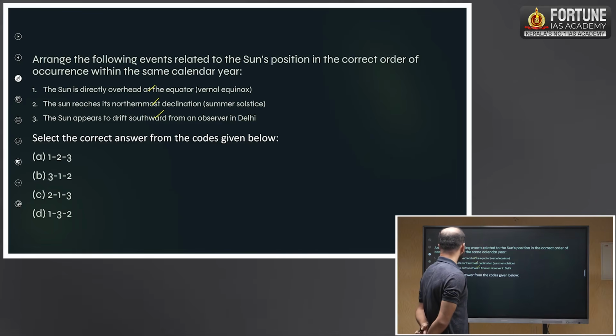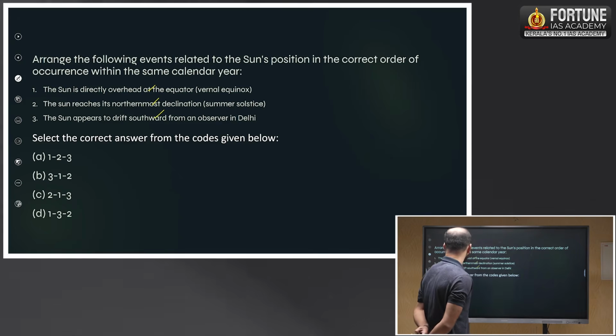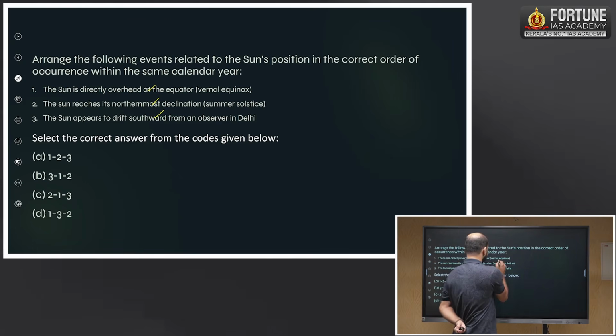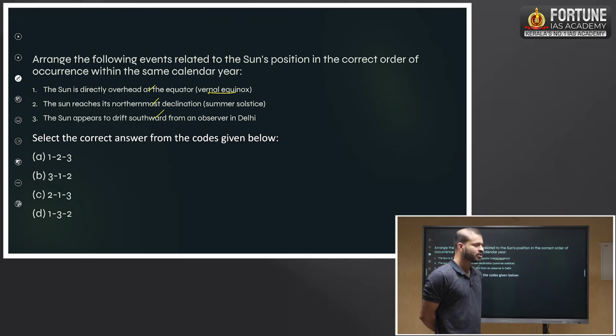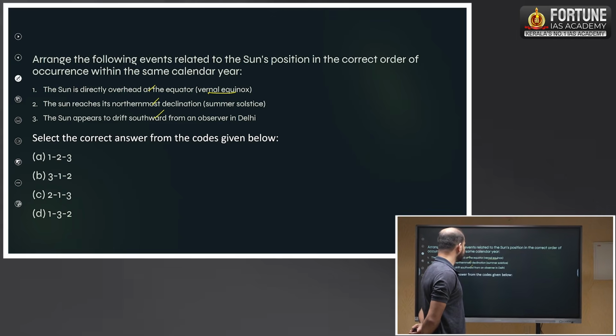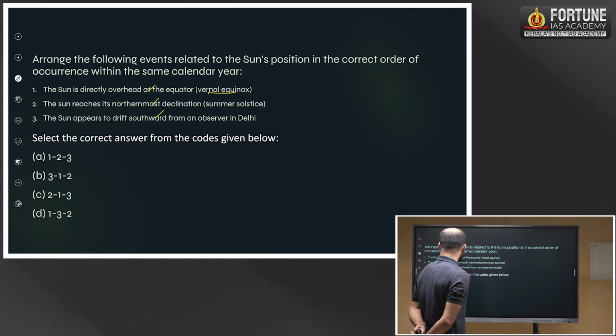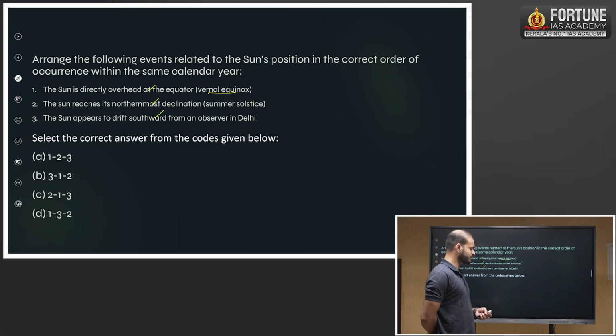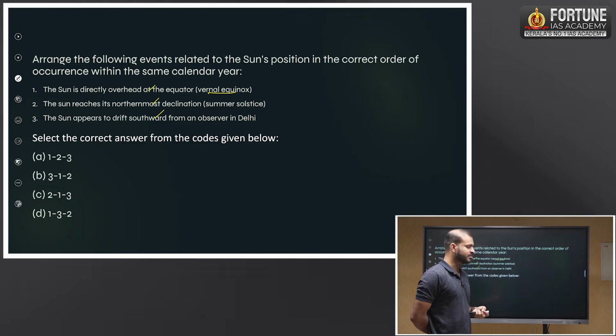First statement, the sun is directly overhead at the equator, which is the vernal equinox. See, there is one more equinox, that is the autumnal equinox, but the statement in question is vernal equinox. It's in March. The sun reaches its northernmost declination, that is the summer solstice. Then the sun appears to drift southwards from an observer in Delhi. This is a pretty simple question, except for the third statement.